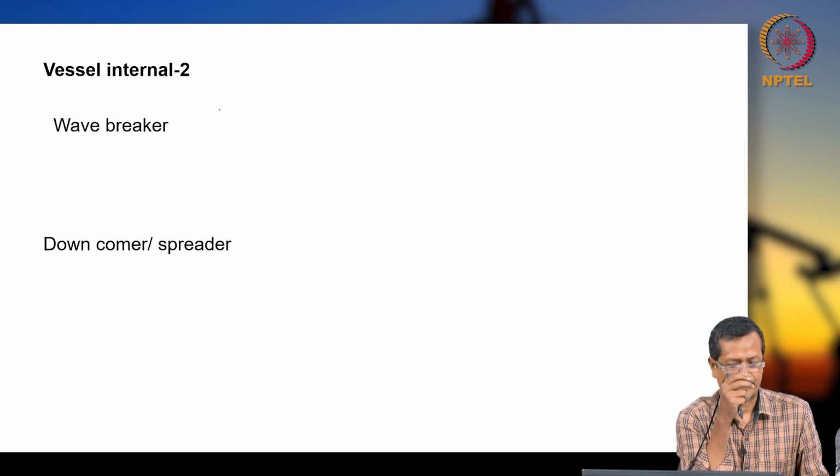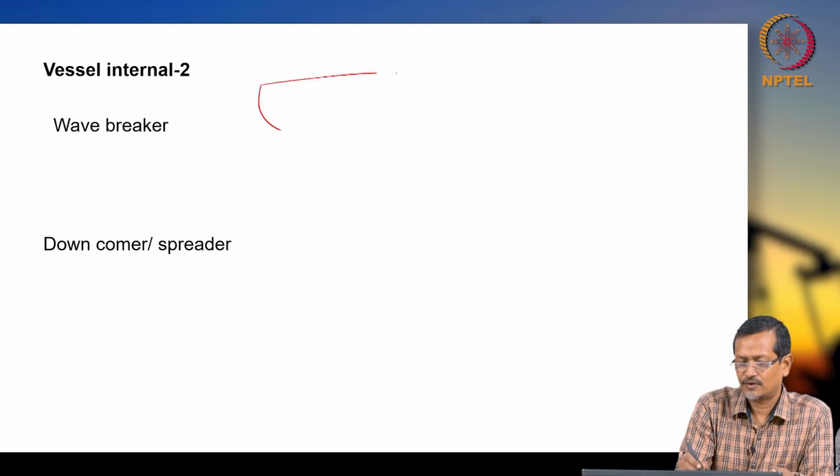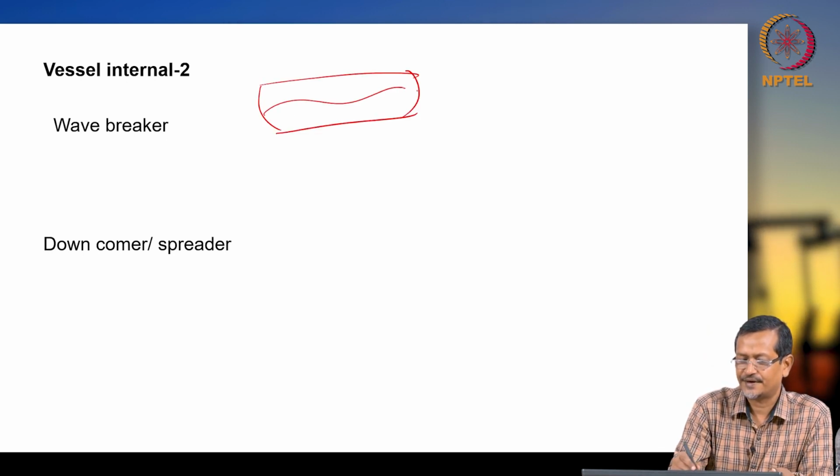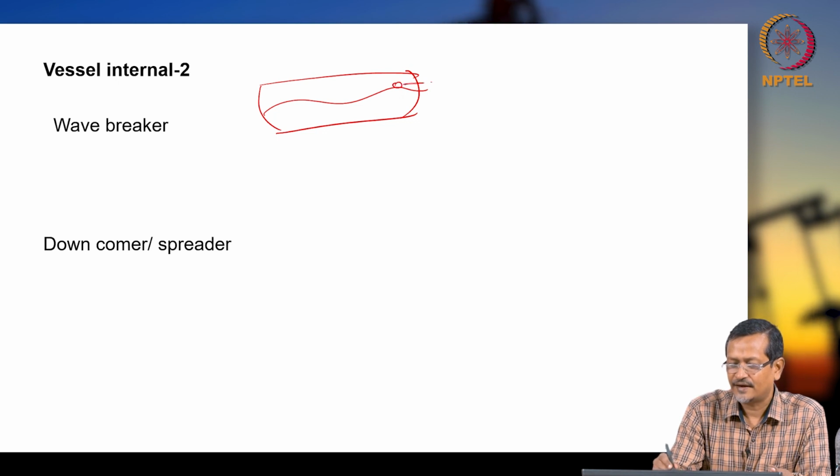How? Let's say I have one horizontal separator. Okay, you are creating large waves and you have a level controller.